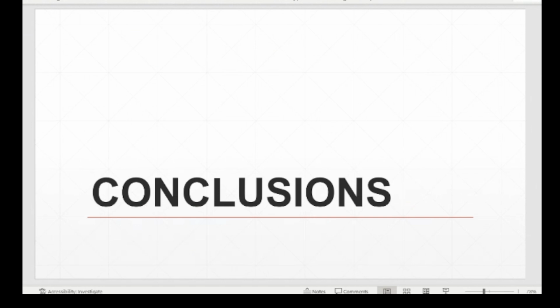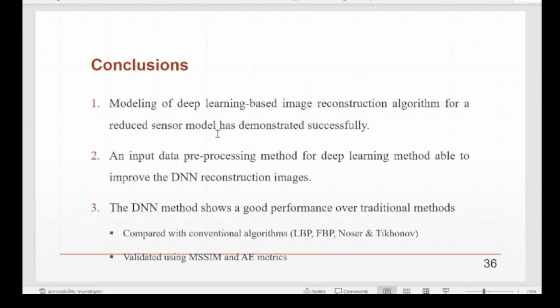As a conclusion for this research, the deep learning image reconstruction algorithm for a reduced sensor model has been demonstrated successfully by using only 8 sensors instead of more than 8, like 16 or 32. And the input data pre-processing method for deep learning is able to improve the DNN reconstructed images. The images themselves clearly show that the DNN supersedes most of the conventional methods, compared with the traditional LBP, FBP, Landweber, and Tikhonov. And it has been validated using MSIM and AE, or the area error parameter.